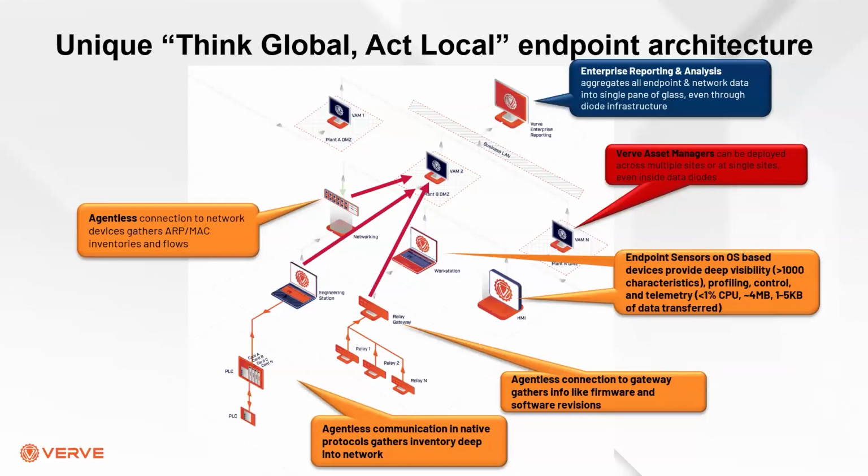So when we think about this, think global, act local, Verve is a software platform, as I mentioned, and we look at it all the way from the plant floor level, where we've got agentless communications and native drivers to OT devices. So in the manufacturing environment, you've got things like PLCs down at the base level, DCS systems, variable frequency drives, HMI panels, all the stuff you see on a manufacturing floor. And at that middle level, you've got what we call VAM, the Verve Asset Managers, which takes all this data, collects it, aggregates it, and then serves it up to an enterprise-wide reporting and analysis dashboard.